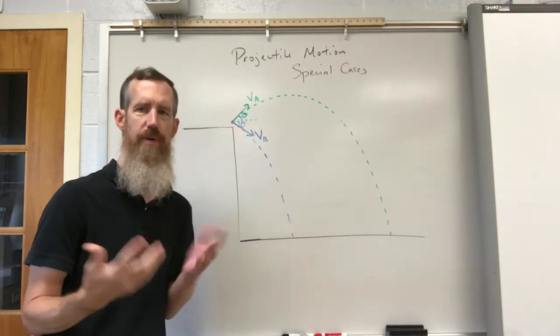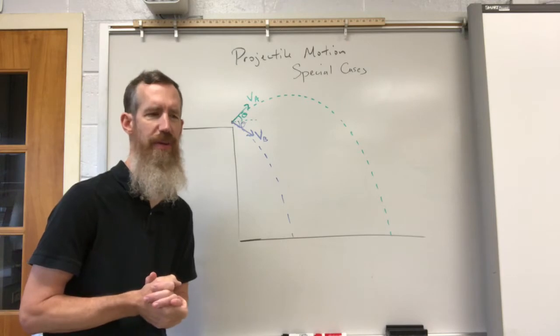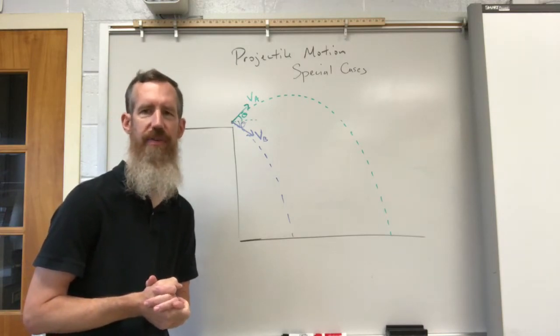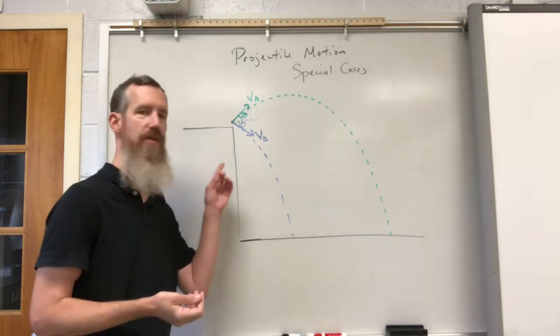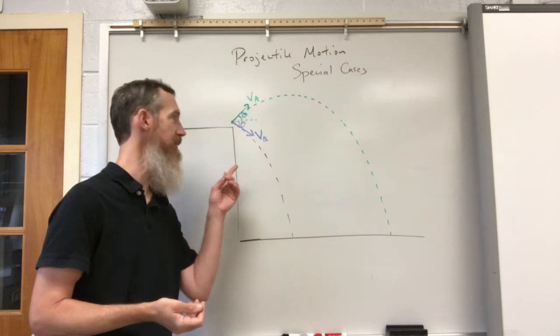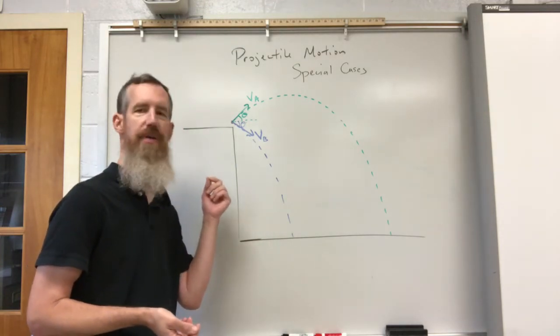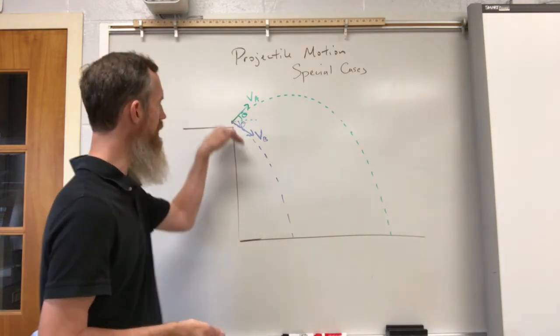Let's go over a couple of random and special cases of projectile motion, and some questions they like to ask. One of the things is, what if you throw something off the top of a cliff and you put it into projectile motion? You don't throw it horizontally.